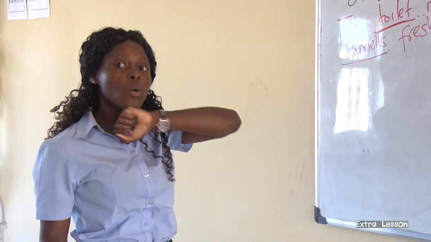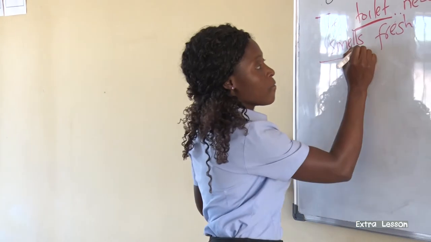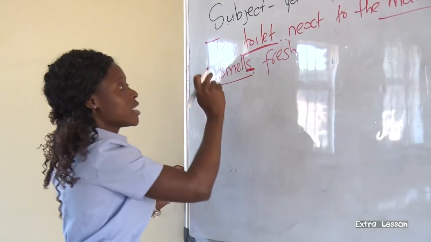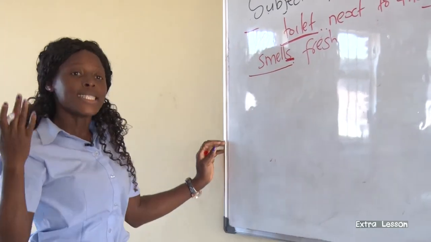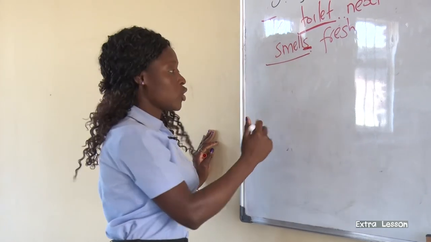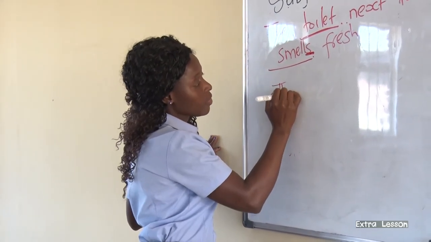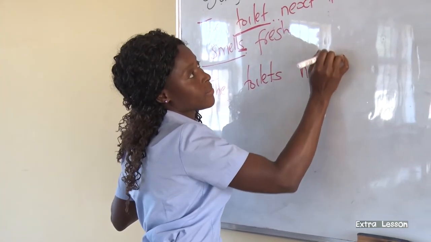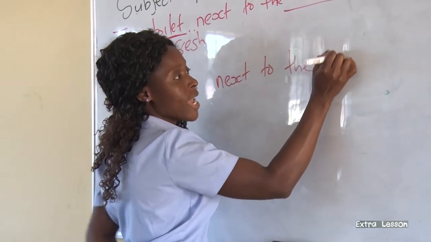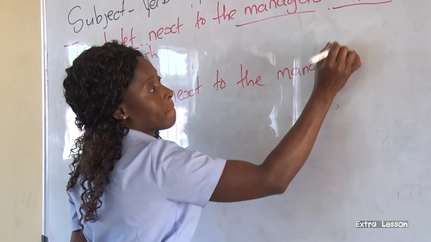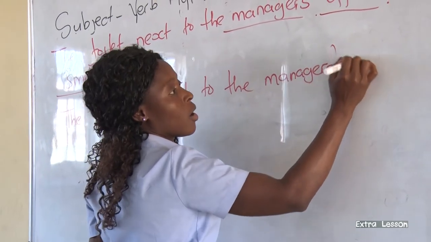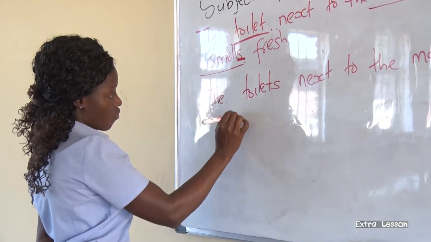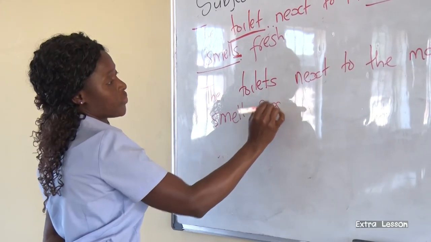So what do we do now? We add an S on our verb. The toilet next to the manager's office smells fresh. Let's say now there are more than one toilet. We say the toilets next to the manager's offices smell fresh.